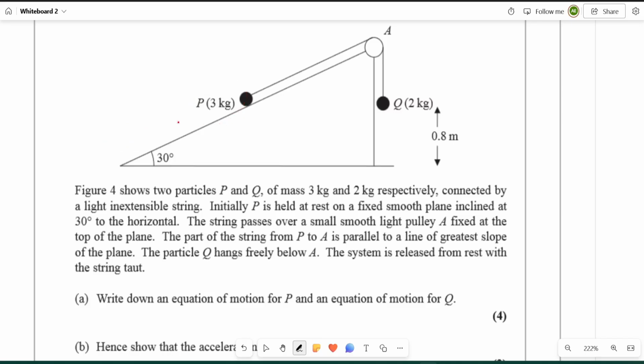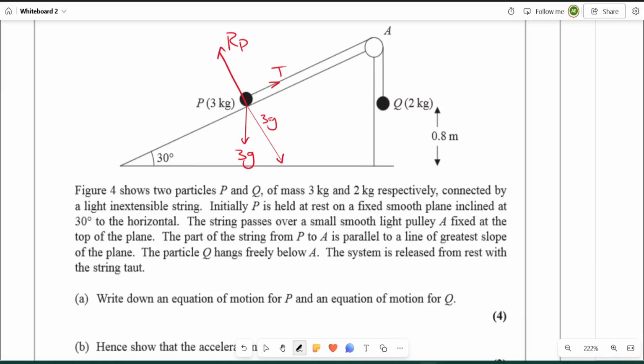No, not necessarily, because this is inclined. So what you can do here, when drawing the free body diagram for P, I'm going to have 3g, right? I'm going to have a normal reaction, let's call it RP. I'm going to have the tension, and I'm going to resolve my force. Now I'm not going to do it in green now. It's going to be just 3g.